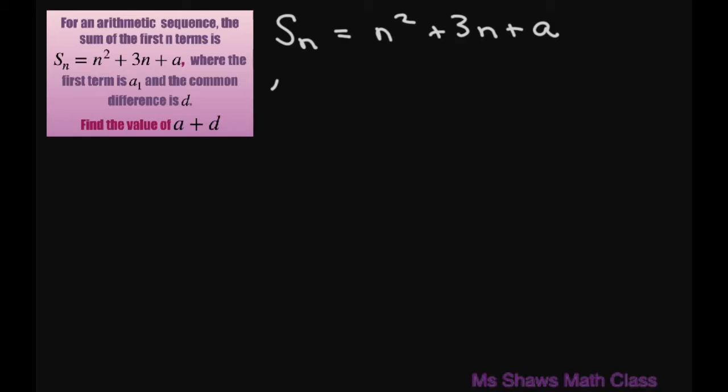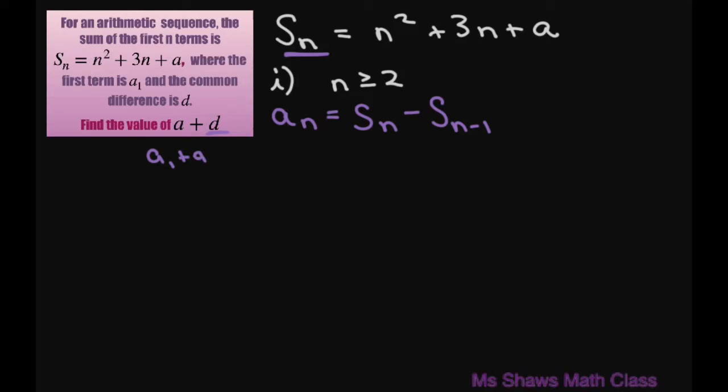want to do is look at case 1 where n is greater than or equal to 2. And what we want to find is our d, so we're going to look for a sub n. And since we're only given the sum formula, our nth term is always going to be the sum of all the terms minus the sum of all the terms except the last term. Right? So if you have a sub 1 plus a sub 2 plus ... plus a sub n minus 1 plus a sub n, then this would be the sum of all the terms. And if you subtract this sum here, you're left with a sub n.